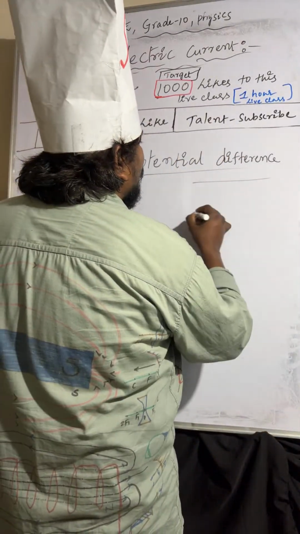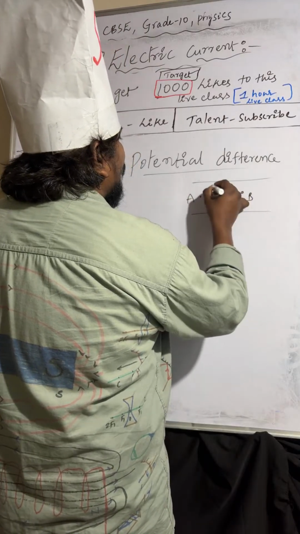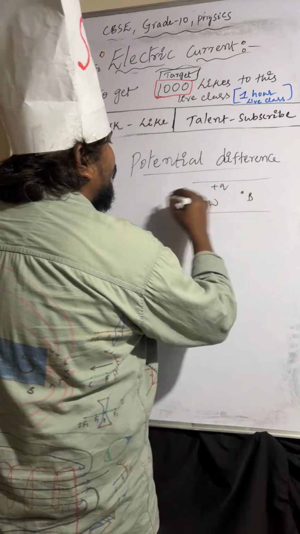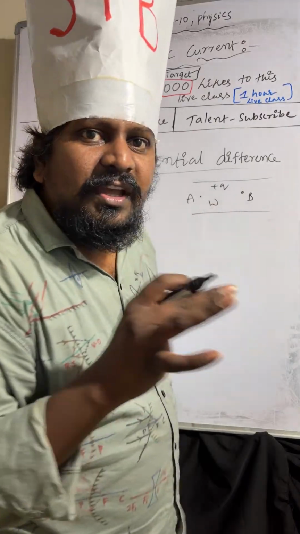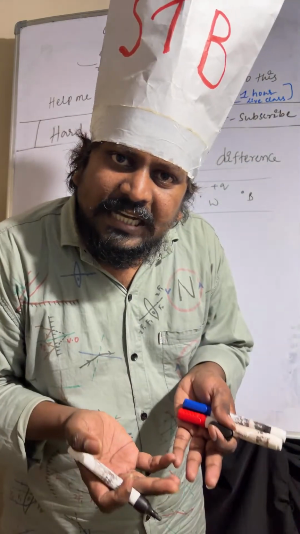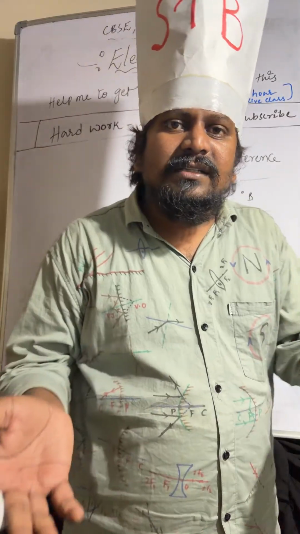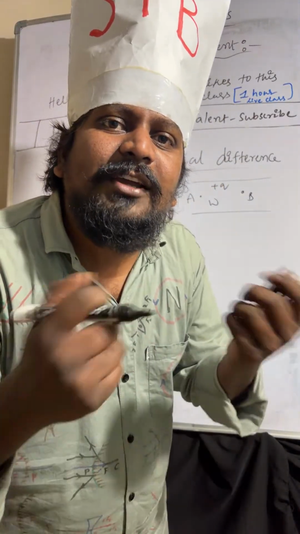So I am taking the conductor here. This is A and this is B. This is a positive charge. We are doing work to bring unit positive charge from one point to another point within the conductor. That is called potential difference. V equal to W by Q.